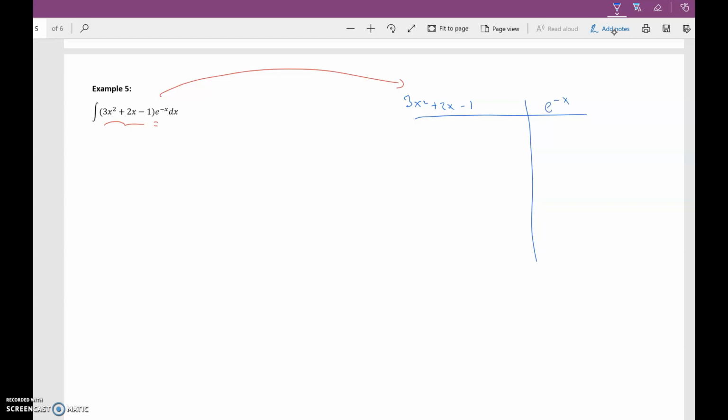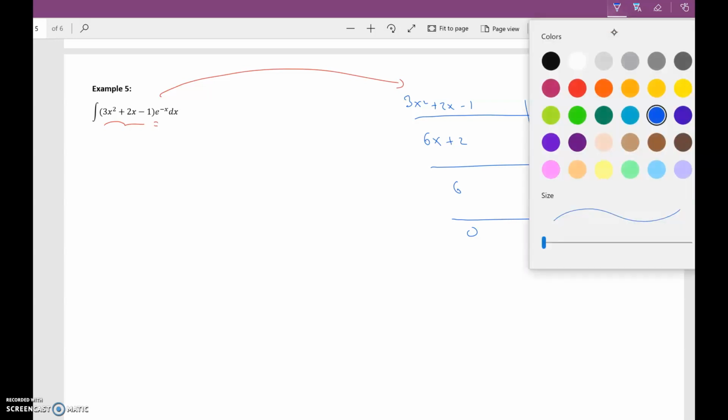So the first derivative is going to be 6x plus 2. And then the first integral is going to be negative e to the negative x. Then we're going to get the actual 6, and then e to the negative x. And then technically the 0, so we can stop here. Let me double check: 6x plus 2, then 6, then 0.